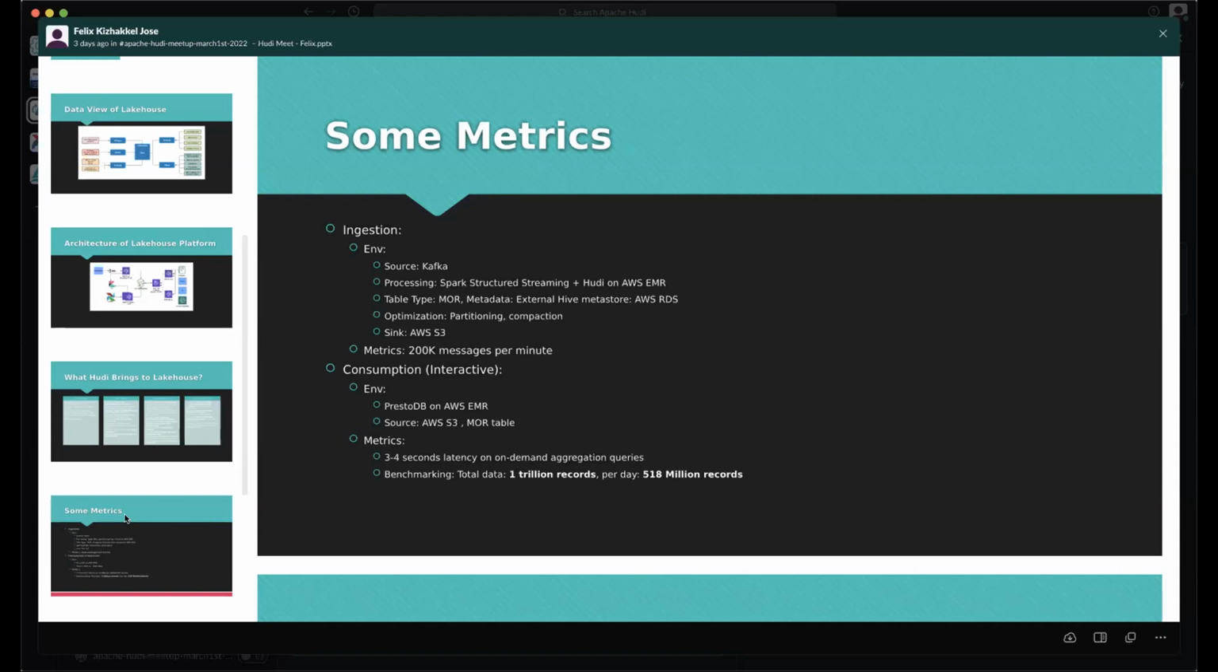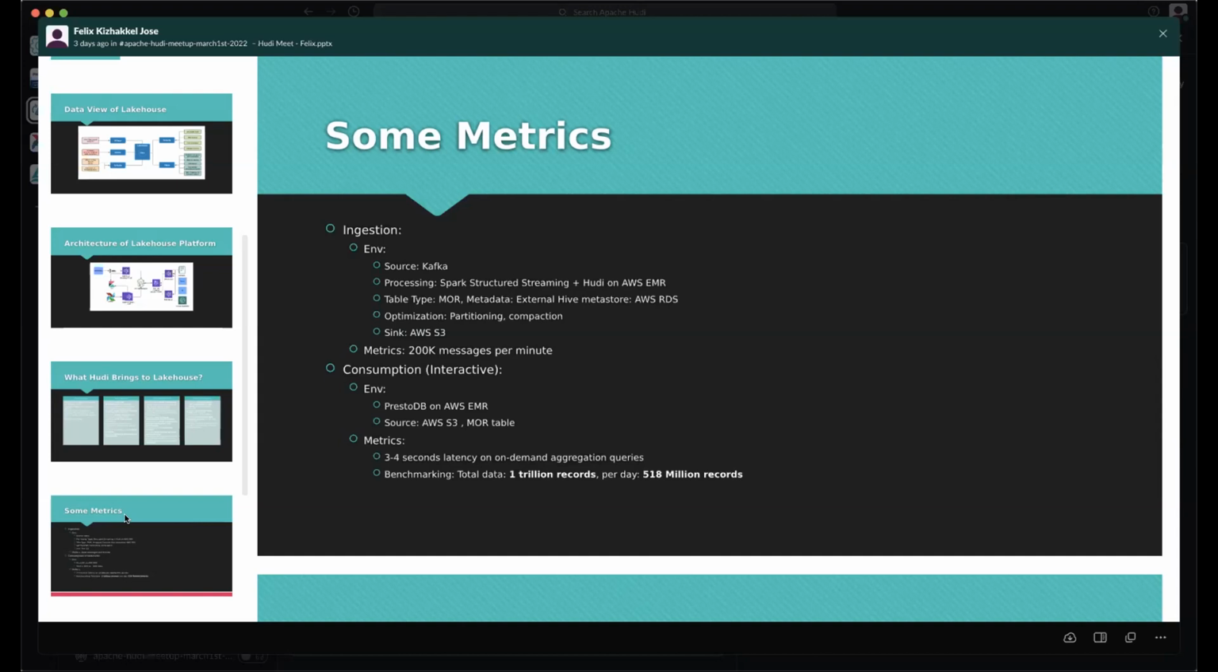We are able to ingest 200K messages per minute, and each message is 10 records. So we are able to ingest 2 million records every minute into our MOR table.